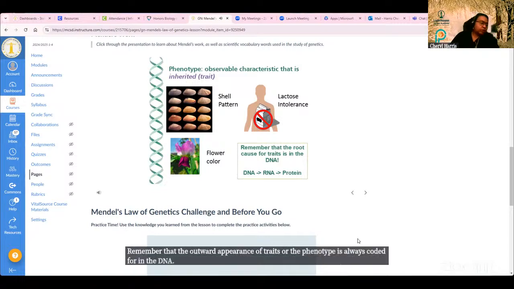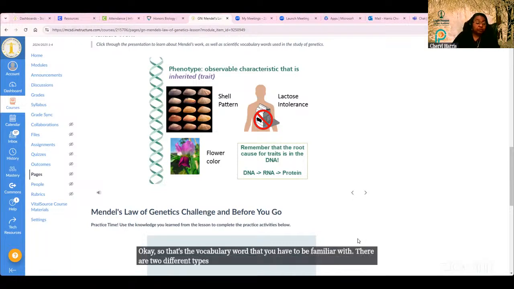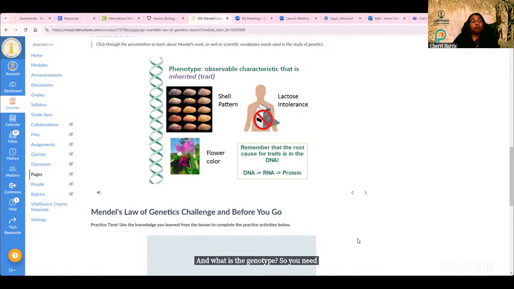Okay, so that's a vocabulary word that you have to be familiar with. There are two different types, genotype and phenotype. You have to know the difference between the two, because when we do the activities, you're always going to be asked two things: what is the phenotype and what is the genotype? Phenotype, think physical, and that is what we see. That is what is expressed. So when they say observable characteristic, what characteristic do we see?